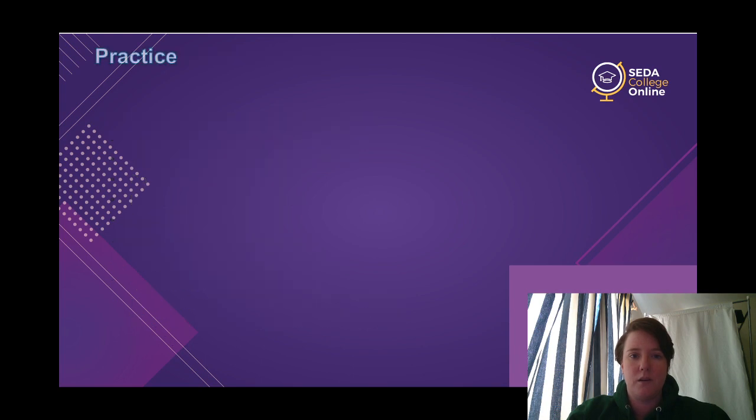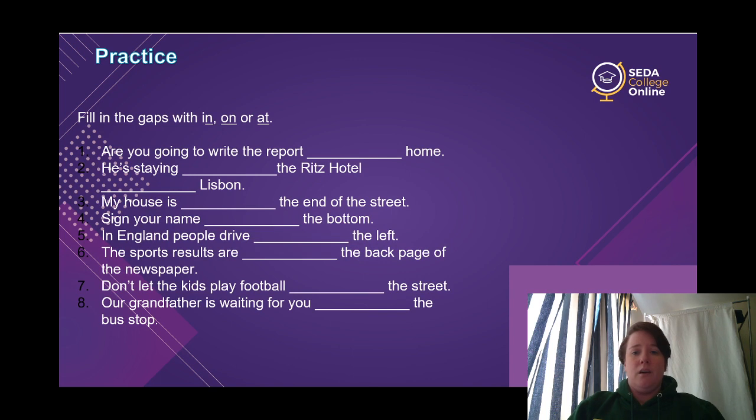Now, practice. Again, just write down the answer, okay? You don't need to write the full sentence, just the answer, and think about it as you're going through. So we're using the gaps here, and you're writing in, on, or at. Think about it, okay? Is it a point? Is it a region? Is it on a floor? Is it a flat surface? Let's go through each one, okay?